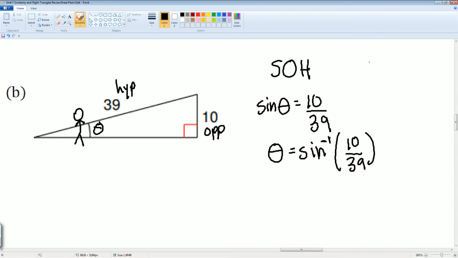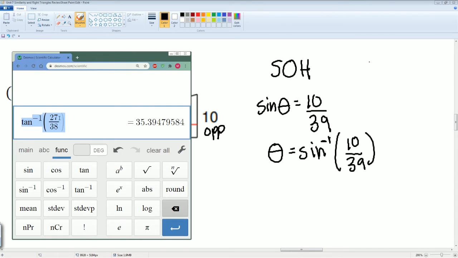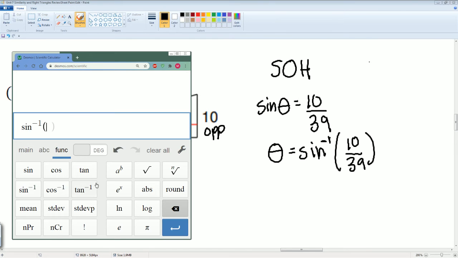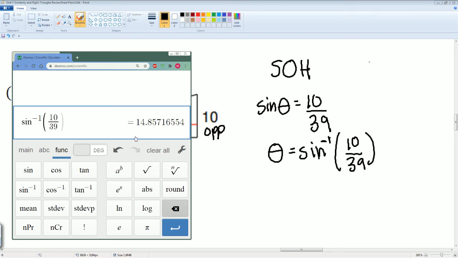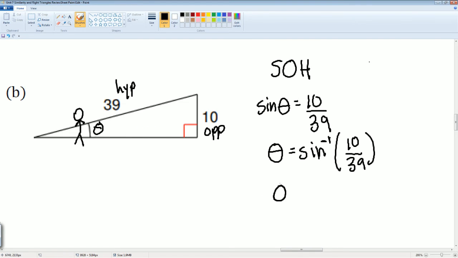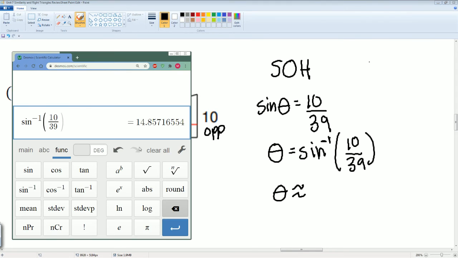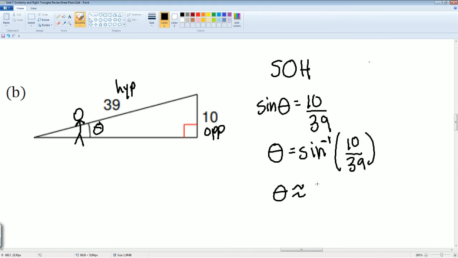We go to decimals. Tan inverse is right here. We do tan inverse of 10 divided by 39. You get 14.85. So theta is roughly around the value of 14.9 degrees.